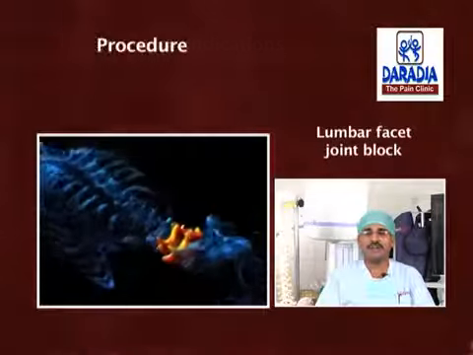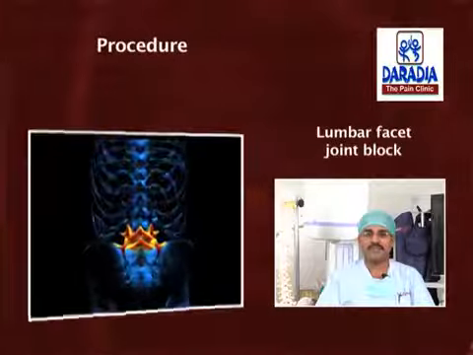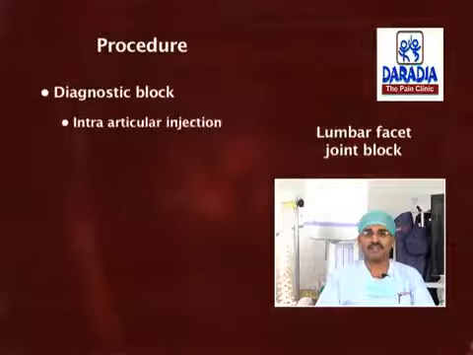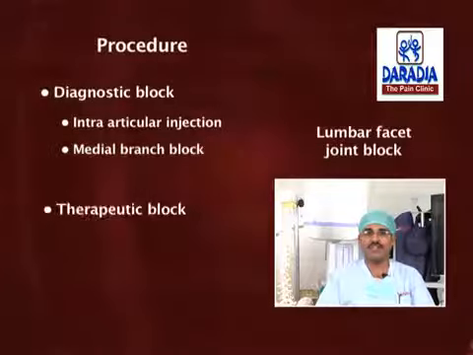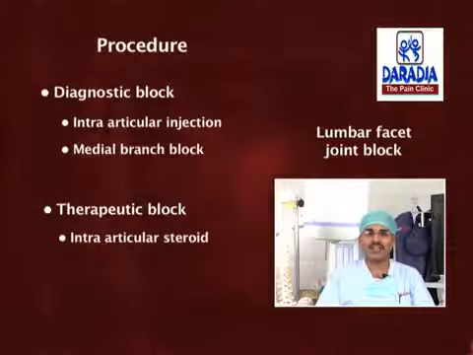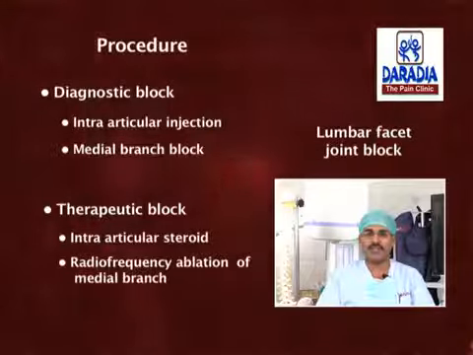In the case of facet joint block, two types of procedures are done: either a diagnostic procedure with intra-articular and medial branch local anesthetic block, or a therapeutic procedure with intra-articular steroid injection or conventional radiofrequency ablation of the medial branch.